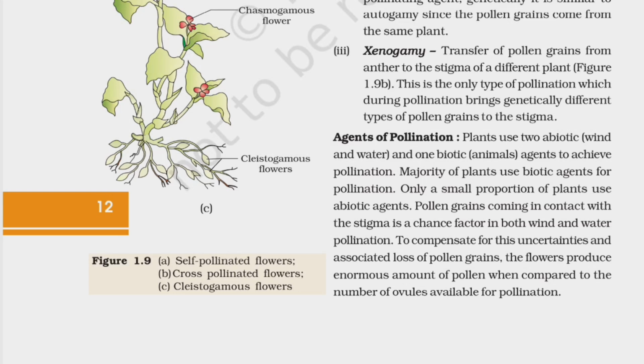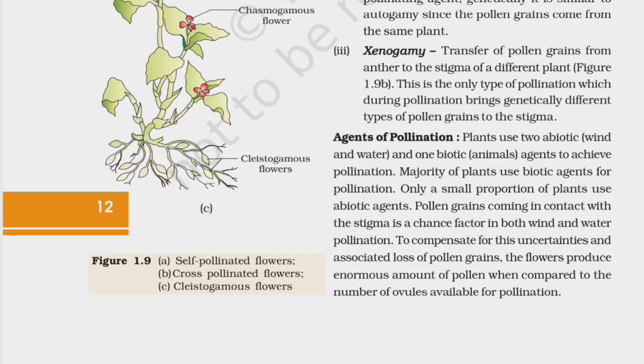Agents of pollination. Plants use 2 abiotic agents, wind and water, and 1 biotic agent, which is animals, to achieve pollination. The majority of plants use biotic agents for pollination. Only a small proportion of plants use abiotic agents.